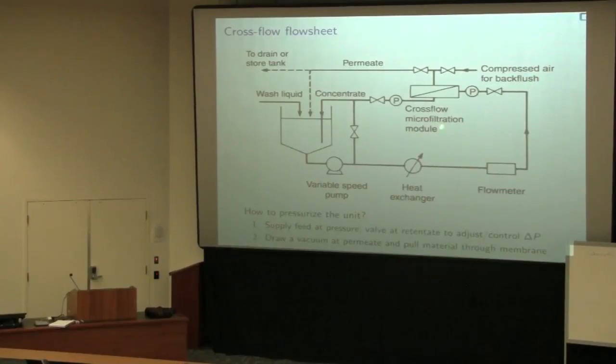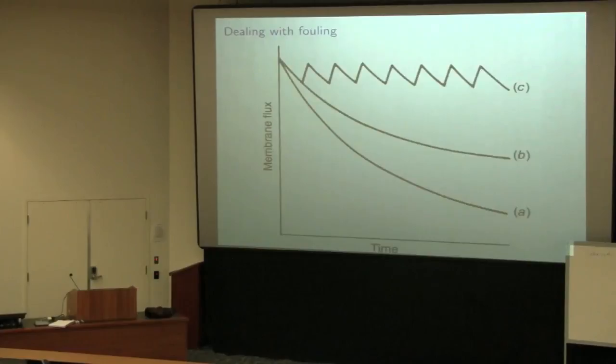So push those solids backwards through the membrane and have them dumped back into the feed vessel, just clearing out the membrane periodically. So we can see that a bit over here. If these units are running in continuous time and I did not have backflush, what would happen is that for a given velocity, my flux over time would slowly decrease. So this is very common for microfiltration.